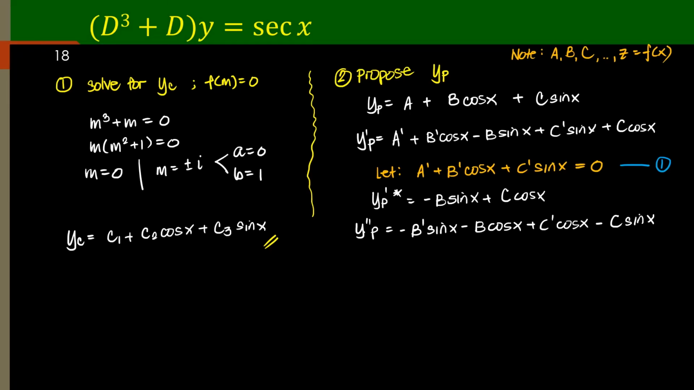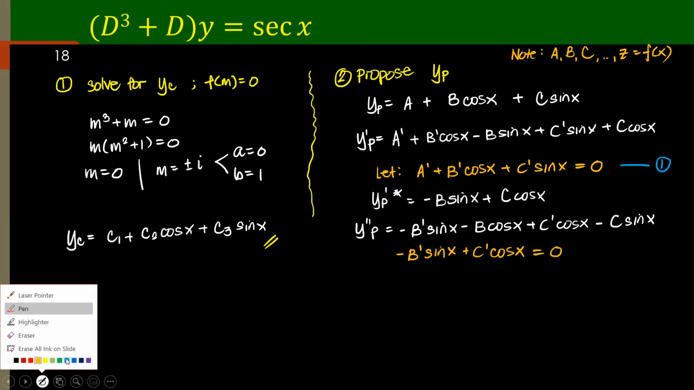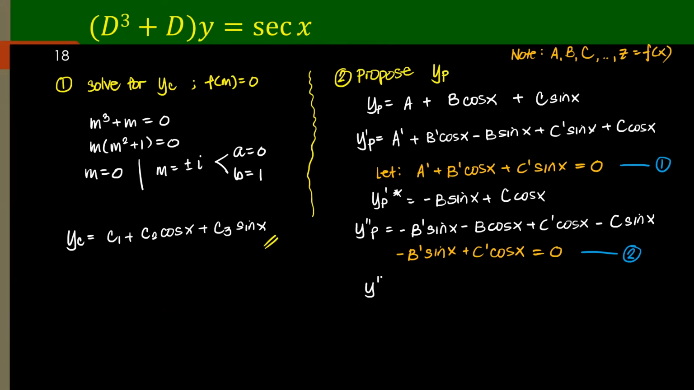I still need a y triple prime. And again, I don't want multiple primes with the A, B, C here. What do I do? Can you suggest what to do? Those with primes, let's assume that this is 0. Let's just call this equation number 2, just in case. All right. Therefore, the new y double prime p, the simplified one, is negative b cosine of x minus c sine of x.